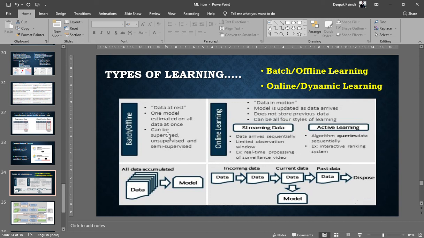So in the diagram you can check that the batch one is the simplest one, but in the case of online it is first the incoming data. After incoming data we add some current data, and the model will predict something out of that, and we use those data for training purposes again. And after we train our model, we will dispose of those past data and we will work on new incoming data. Right?